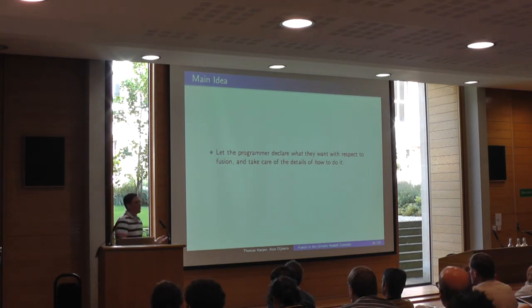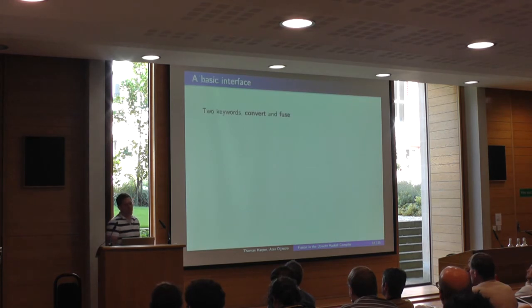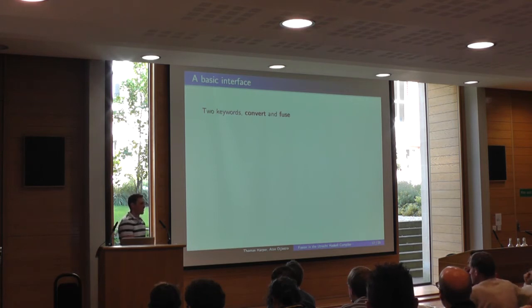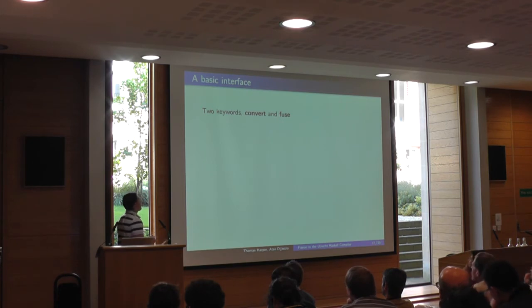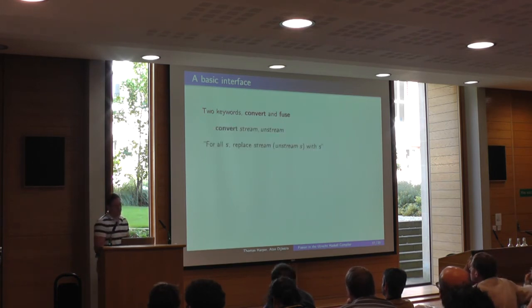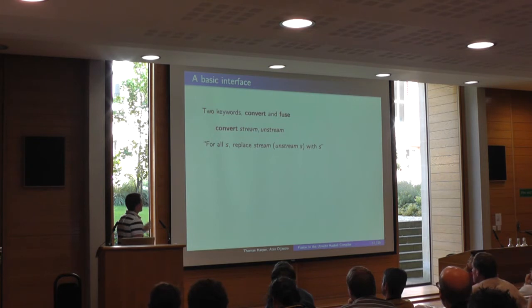So instead, we introduce in UHC 2 keywords. And I know Haskell doesn't like keywords, so if it really upsets you, think of them as pragmas as well. Whatever you need to do to get there. Convert and fuse. So what does convert do? Convert lets you say, I have 2 conversion functions. These are like stream and unstream. And so that basically says for all S, replace stream after unstream S with S.